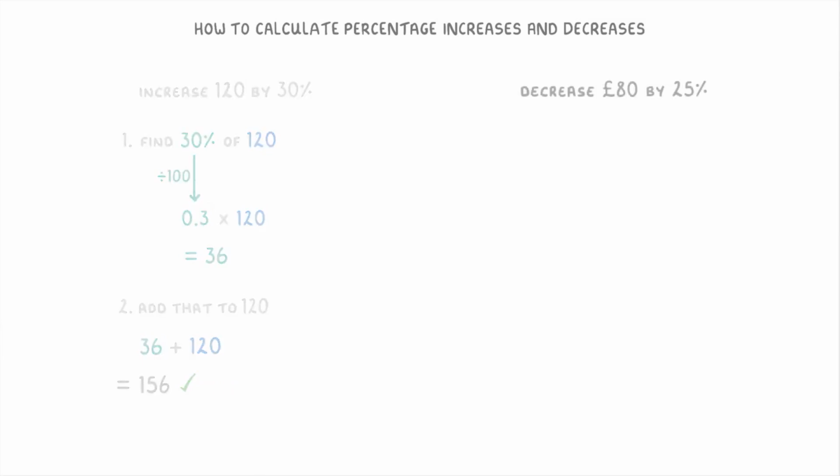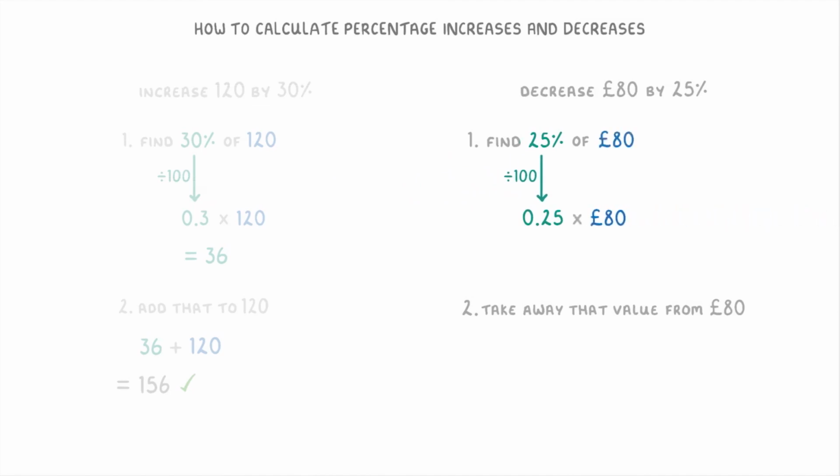For this next one, we need to decrease £80 by 25%. So similar to before, we first need to find out what 25% of £80 is. And then because it's a decrease this time, we have to take that value away from the £80. So to get 25% of £80, we just convert 25% to 0.25 and multiply it by 80 to find that it's £20. Then we just take that £20 away from the original £80 to get a new price of £60.